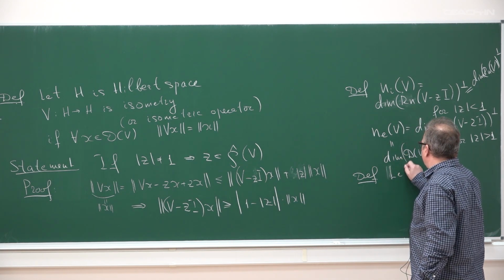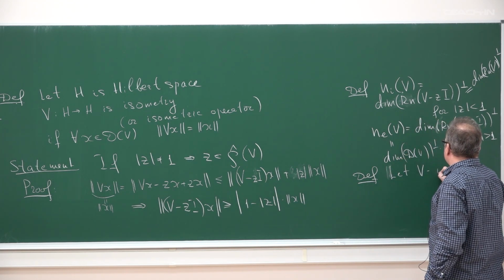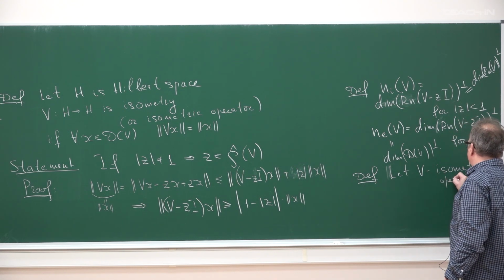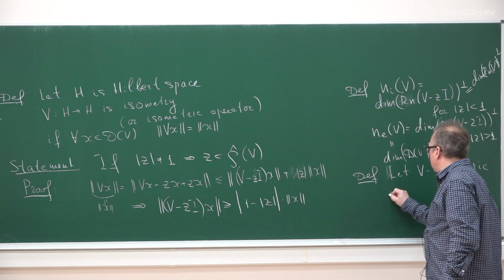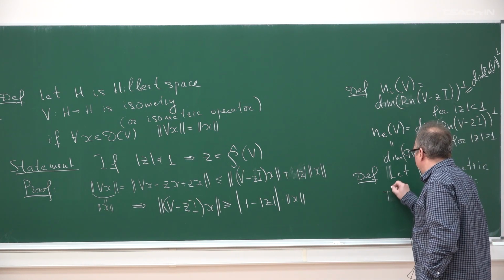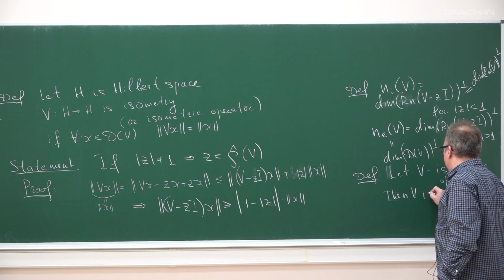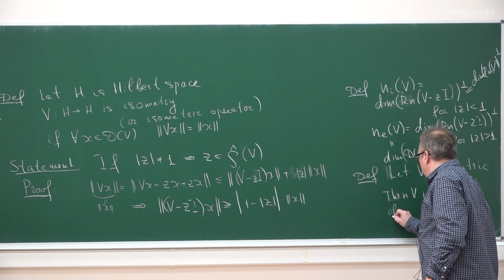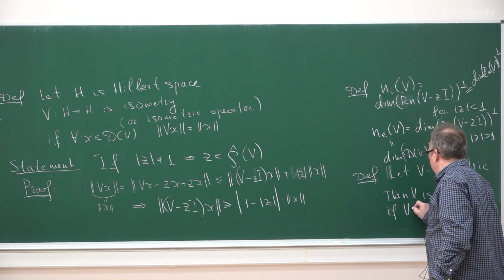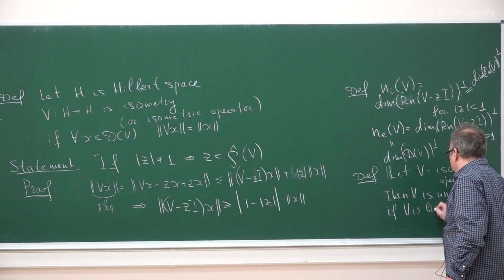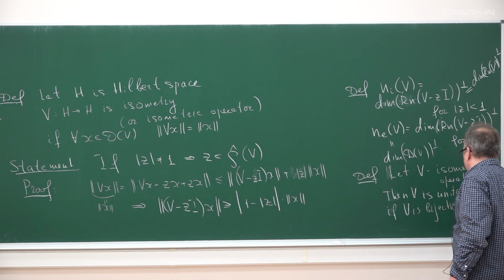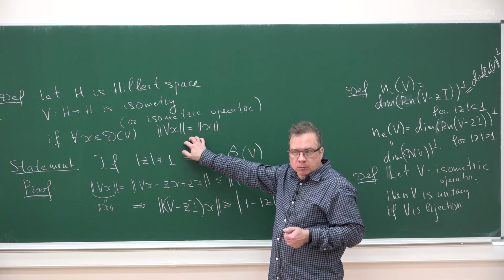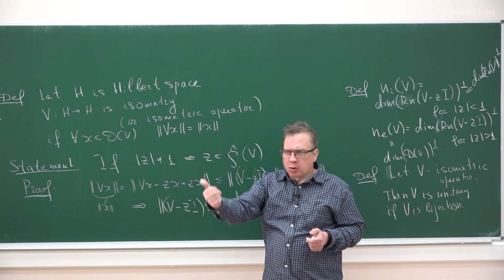So let V be an isometry, an isometric operator, and then V is unitary if V is a bijection. So it is a bijection which preserves norms and or preserves the scalar product.